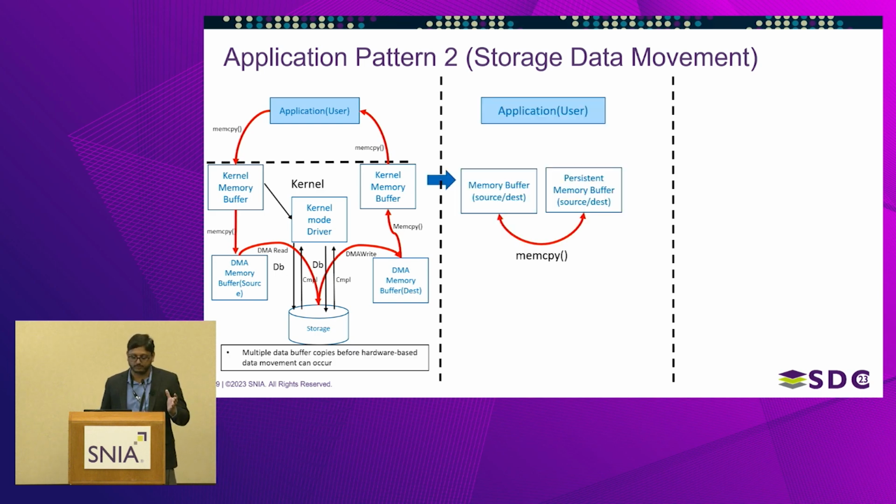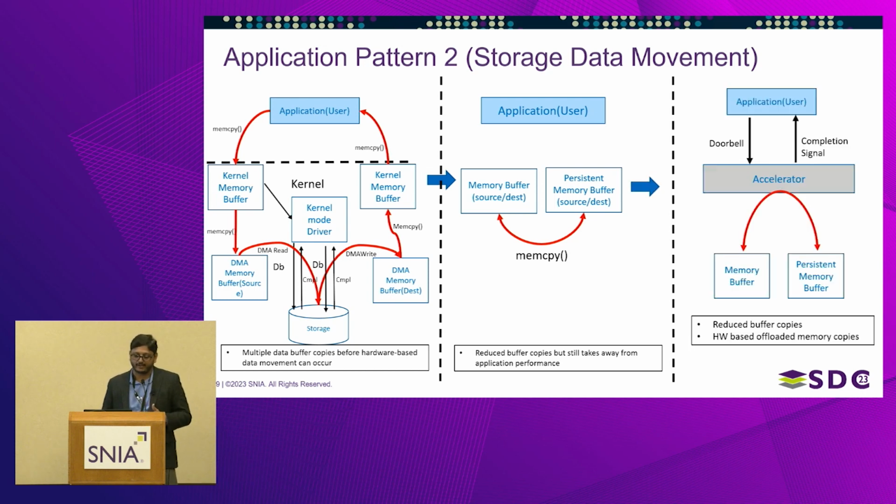Now you can solve this with the help of a persistent memory buffer, where you basically move data into persistent memory using memcpys. But again, we come to the same problem that you are taking away from application performance. If you did that with the help of an accelerator, now you can perform moving data into persistent memory and retrieving it back just by using them as memory pointers.